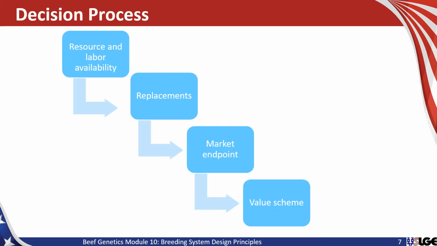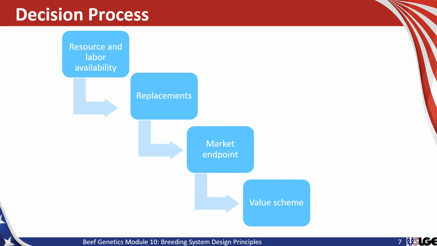Here's a bit more detail about the decision process. It's important to identify resource and labor availability. These are often things that are too expensive to change, and as a consequence, the breeding program, the goals of the breeding program, and ultimately the individuals, the animals selected to enter it, have to meet these limitations. Choose whether or not you're going to create your own replacement females or purchase them. That determines how important female fertility traits are in your selection program.